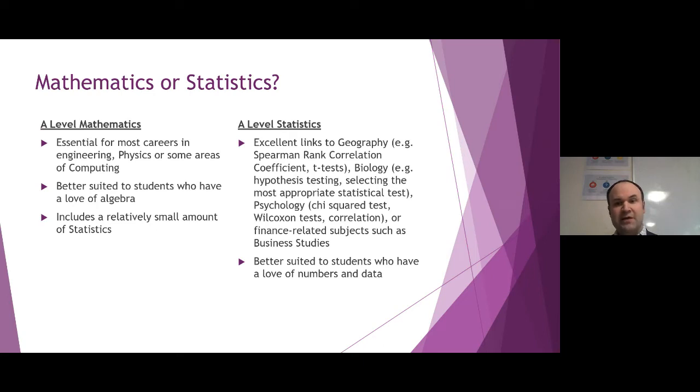So then in the geography lesson, you might be talking about Spearman's rank correlation coefficient, and then in the A-level stats lesson, we then perform the calculation and make a conclusion, and you get that nice sort of overlap between the subjects. There is, as I mentioned, a small amount of statistics in A-level maths, but it's only 1/6 of the course, whereas in A-level stats, it's the entire course.